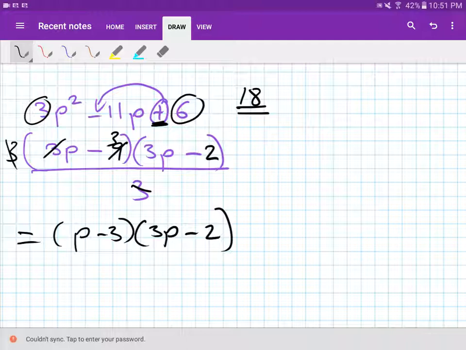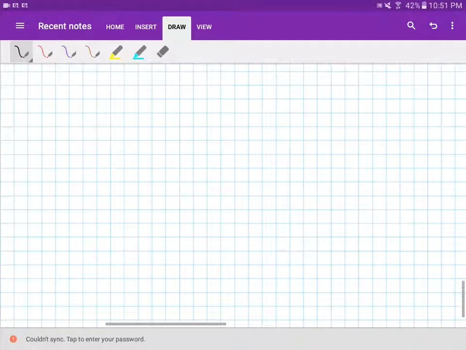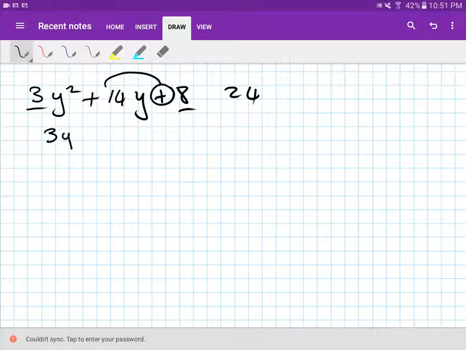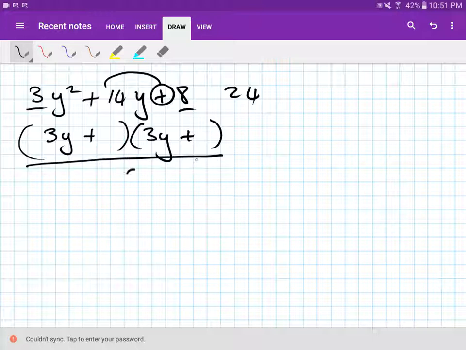Okay, next one. Let's say 3y squared plus 14y plus 8. So 3 times 8 is 24. Then we just write, because it's a plus, we just copy this side down. So that means 3y plus, and 3y plus, and then everything over 3.